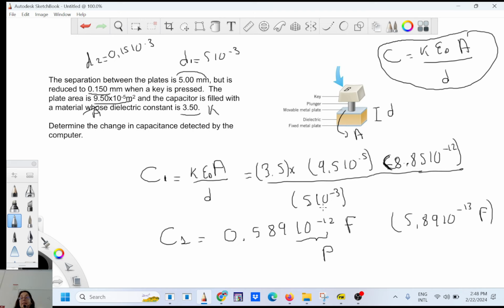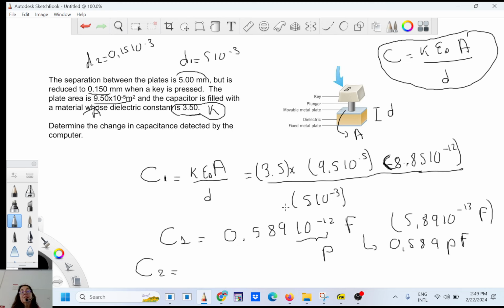Yeah, I did that. The distance is, okay. That's your dielectric. Okay, did you all get that with your calculator? Are you sure? So this one is going to be 0.589 picofarad. Now you change the distance.